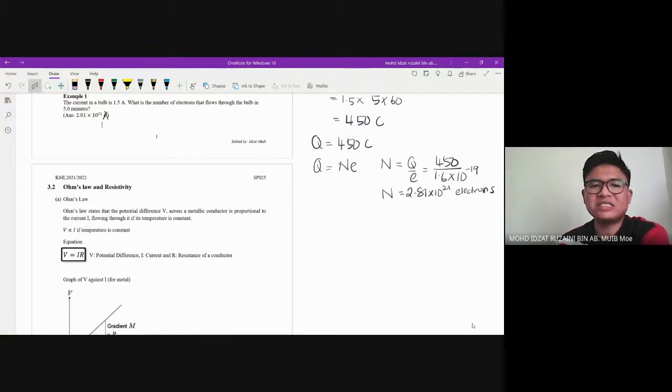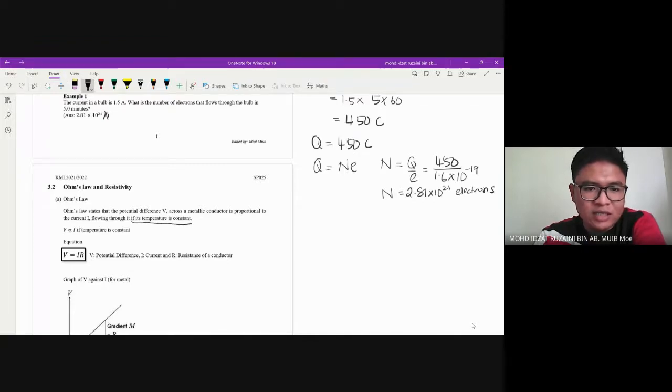Ohm's law is not actually V equals IR. Ohm's law is always stated as: the potential difference is directly proportional to the current flowing through a metallic conductor, if its temperature is constant. The "if" is compulsory. This is the best way to state Ohm's law, not V equals IR.